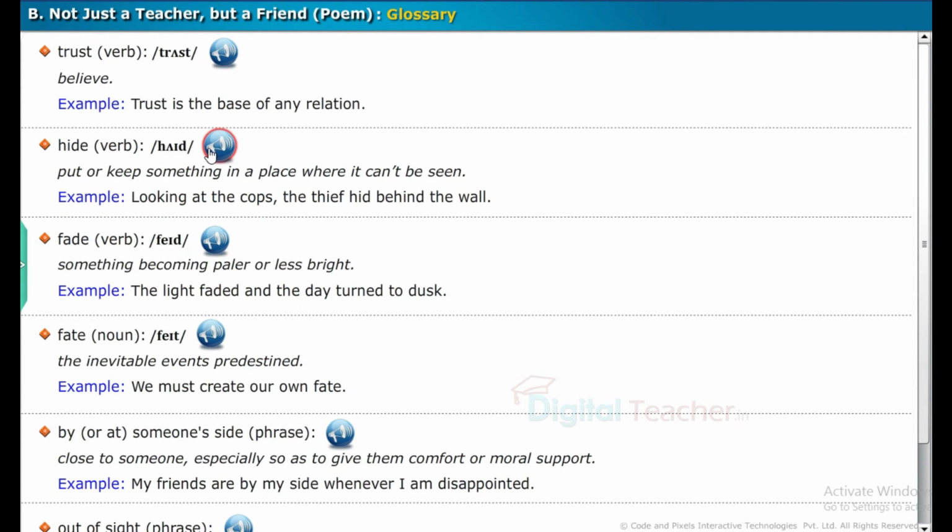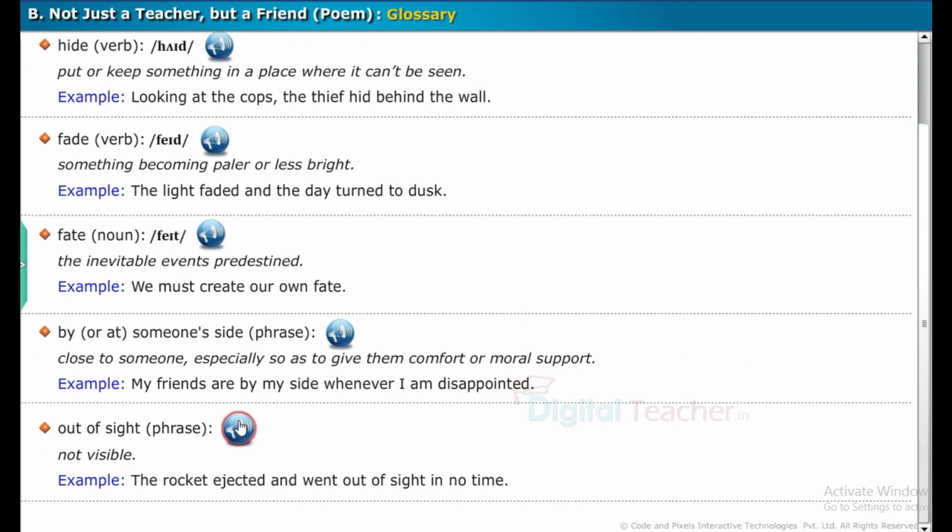Trust, hide, fade, fate, by or at someone's side, out of sight.